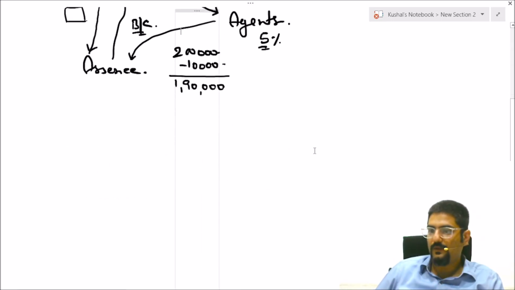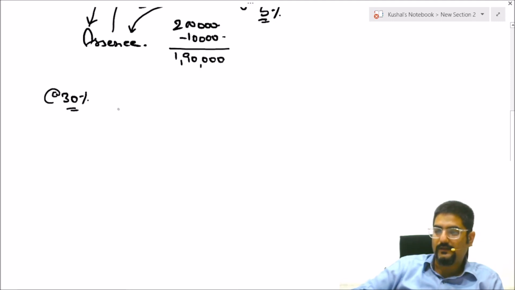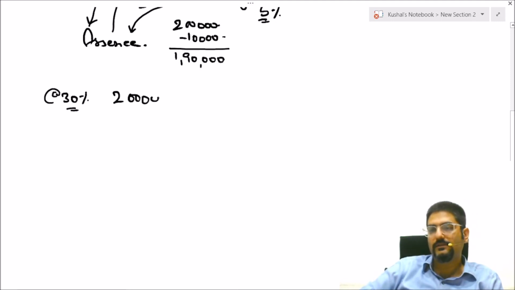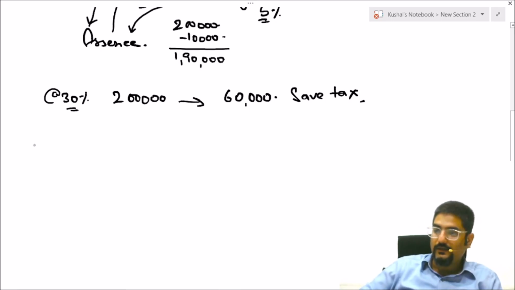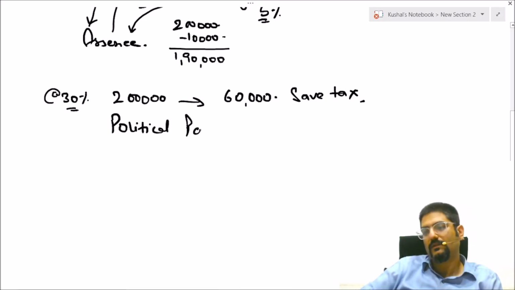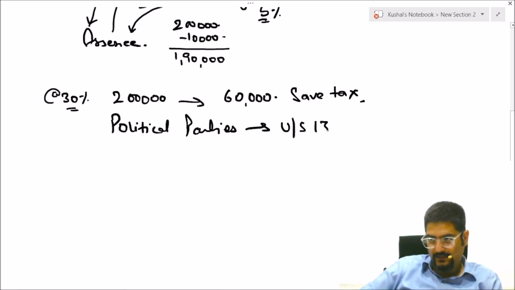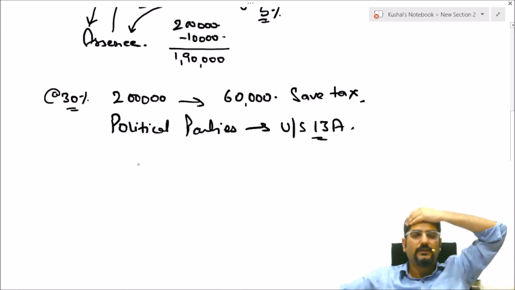Now why is the assessee doing this? Let's say the assessee is in the 30% tax bracket, the highest tax rate bracket, and by making a donation of 2 lakh rupees, the assessee is saving taxes of approximately 60,000 rupees. And interestingly, on the other side, political parties are exempt under section 13A of the Income Tax Act 1961. So these political parties don't have to pay any tax.